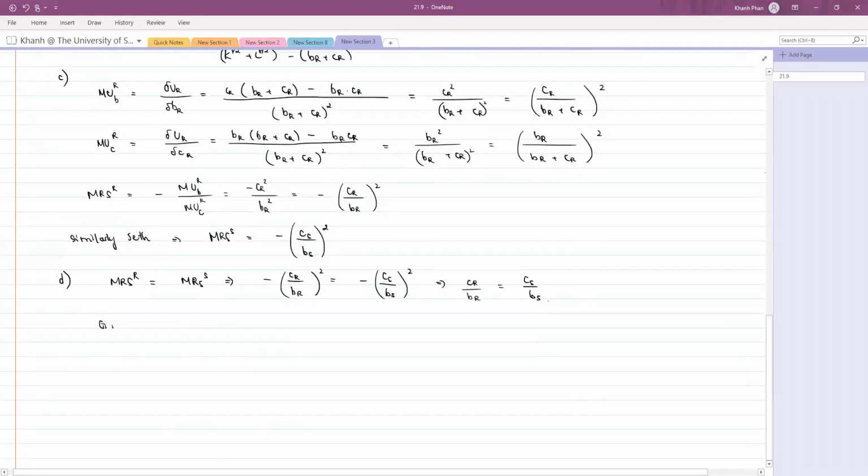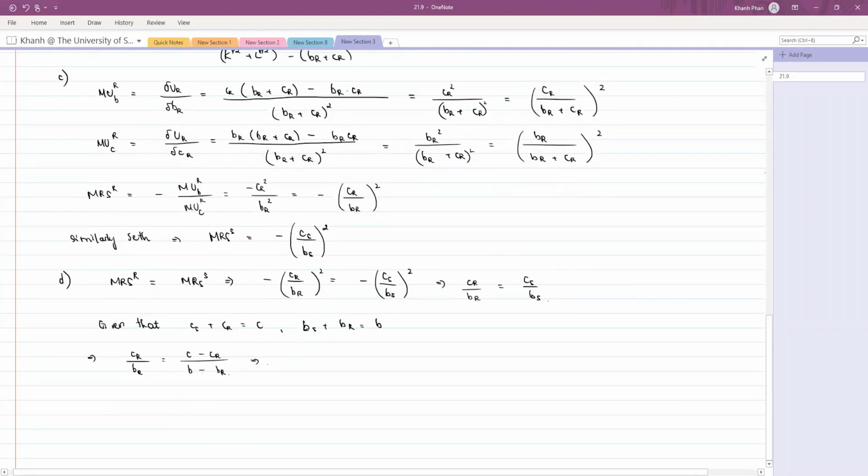Now given the fact that CS plus CR is equal to C and BS plus BR is equal to B, the total consumption by the two consumers has to be equal to the total amount of goods available in the market. Then what we have is CR on BR is going to be equal to CS on BS, and CS is just going to be equal to C minus CR. Now BS is just going to be B minus BR.